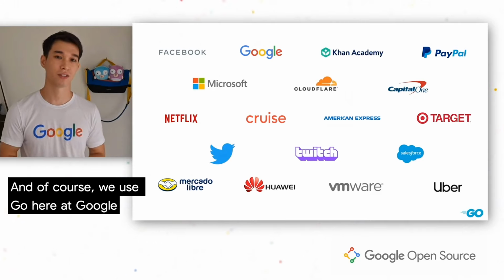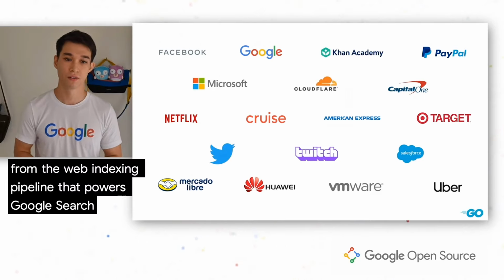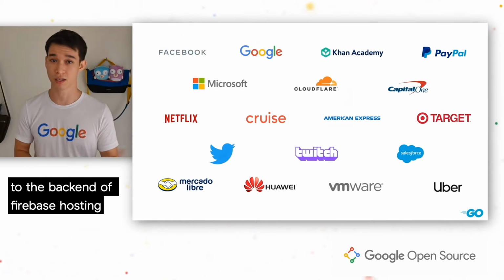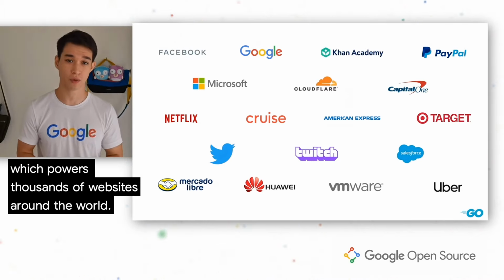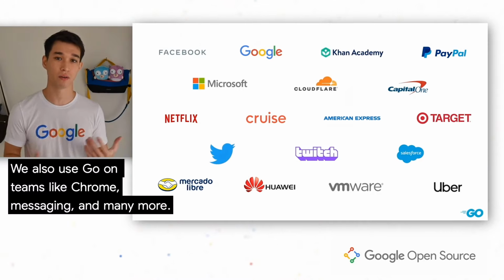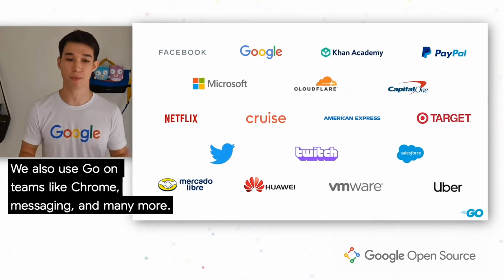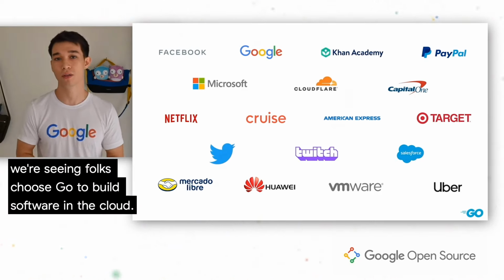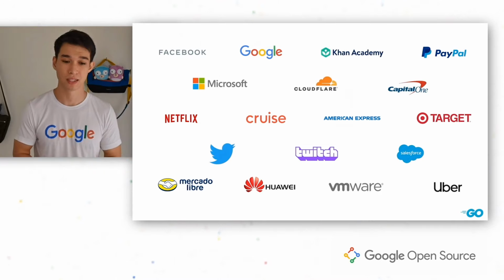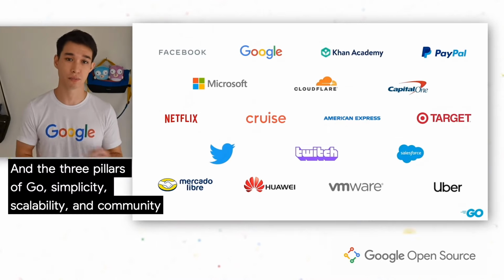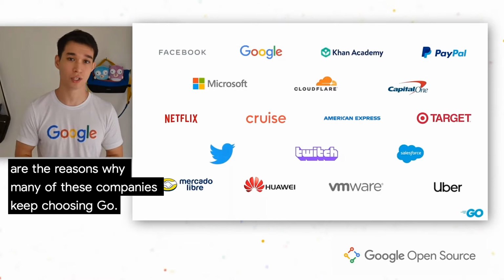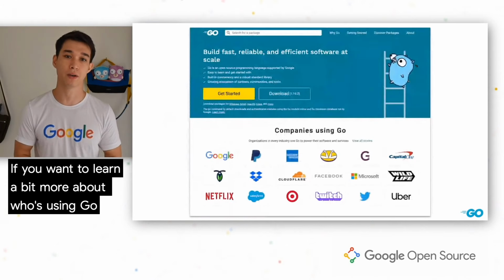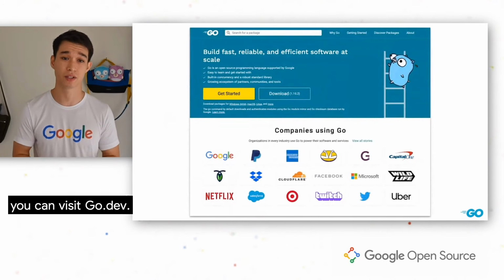And of course, we use Go here at Google. From the web indexing pipeline that powers Google Search to the backend of Firebase hosting, which powers thousands of websites around the world. We also use Go on teams like Chrome, messaging, and many more. And in line with companies using Go, we're seeing folks choose Go to build software in the cloud. And the 3 pillars of Go, simplicity, scalability, and community, are the reasons why many of these companies keep choosing Go. If you want to learn a bit more about who's using Go and how to get started with the language, you can visit go.dev.